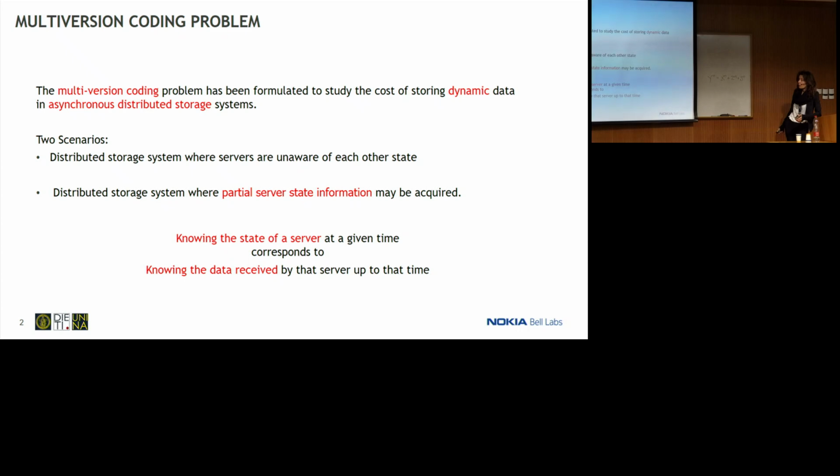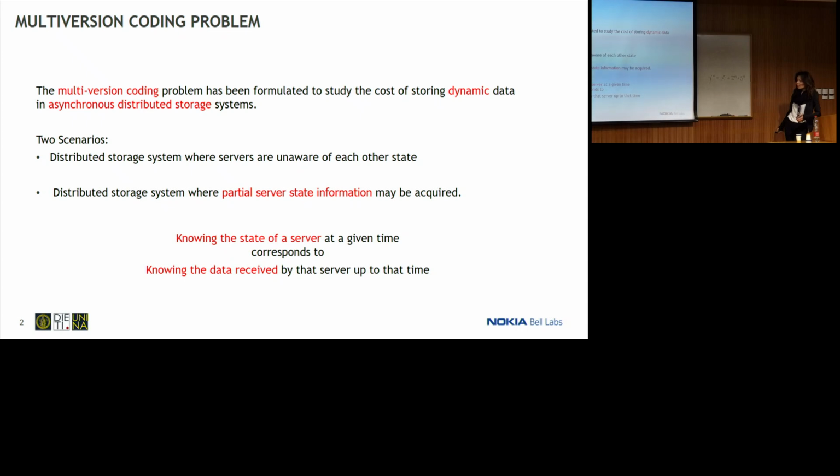So what I will do in the following, I will first review some recent results where the cost of storing dynamic data has been studied for distributed storage systems where the servers are unaware of each other's state. And next, I will relax this assumption and describe some extensions of these results to the case of distributed storage systems where partial server state information may be acquired.